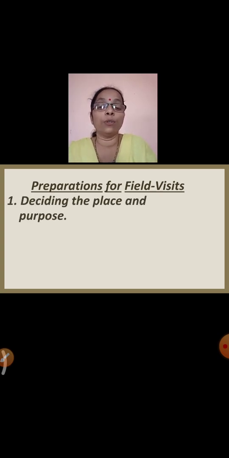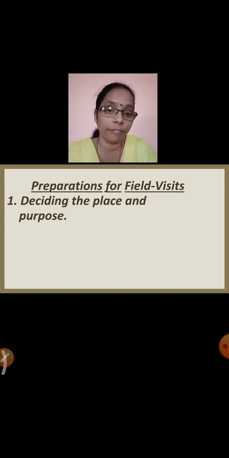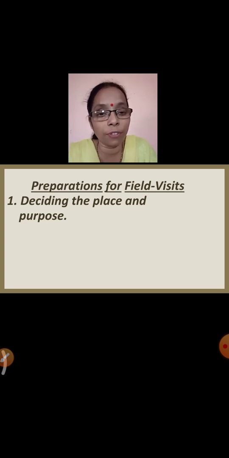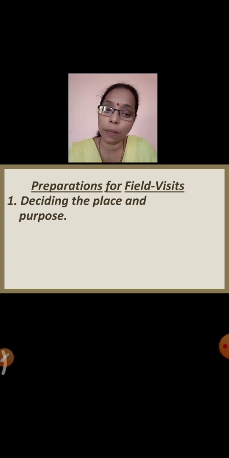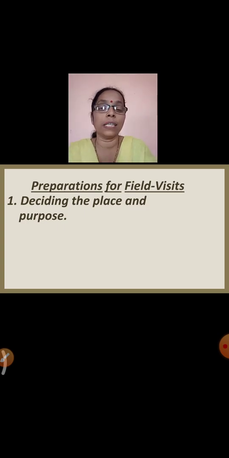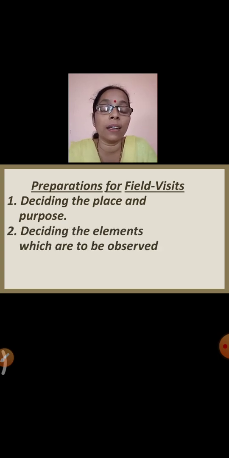So the first thing, when you think of a field visit, you need to decide the place and the purpose of your field visit. That means why are you going to that place? If you have decided on a particular place, what exactly are you going to learn over there, what experience are you going to get, and what is your purpose of visiting that place. Second, you need to decide the elements which are to be observed. So when you go to that particular place, we decide what we are going to see, what are the things we are going to see.